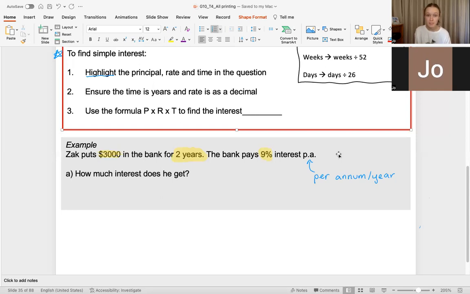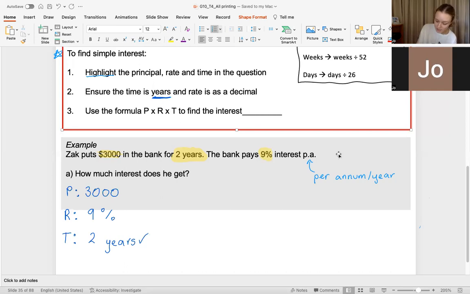Ensure the time is in years and the rate is as decimal. Well, I'm going to write down these things. I've got P, which is my principal, that was 3,000. My rate, that's 9%. And my time, that's 2 years. It says, ensure the time is in years. Yes, my time is already in years.